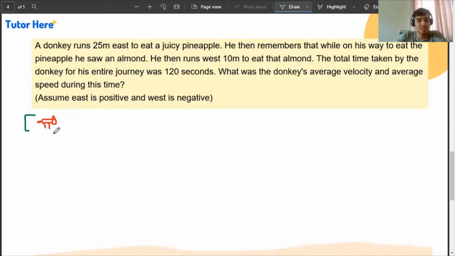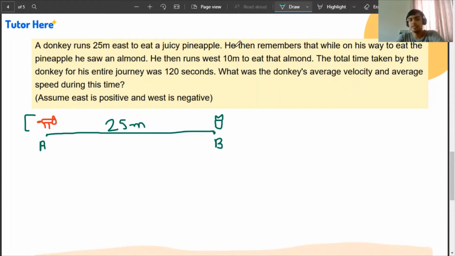All right, so this guy is going to travel 25 meters east. Let's say his starting position is A, okay? His ending position, let's say, is B. And let's draw a pineapple here. All right, this is my pineapple. So this is 25 meters because the donkey is traveling 25 meters east.